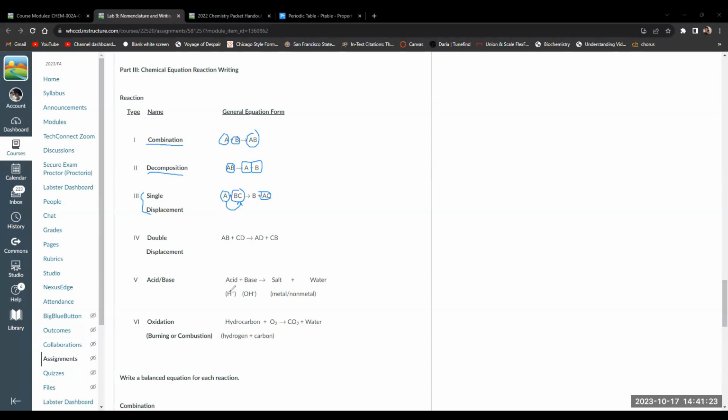And then double displacement is more or less the same concept, except this time the two species are switching partners. So this AB is combining with the CD to make AD, and the CD is simply taking the B from the A. It'll make more sense when we actually use elements here in a second, but I'm just giving you the gist of it.